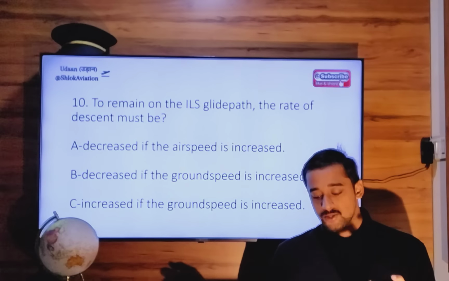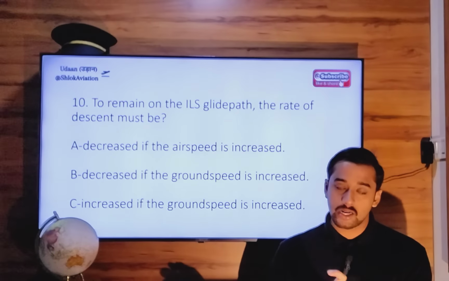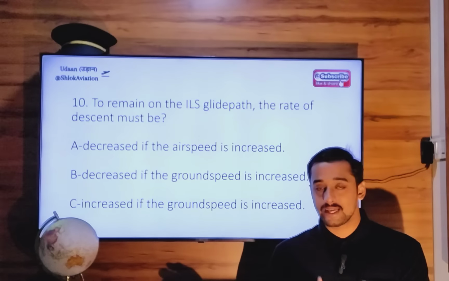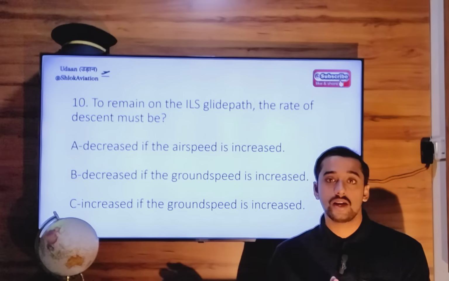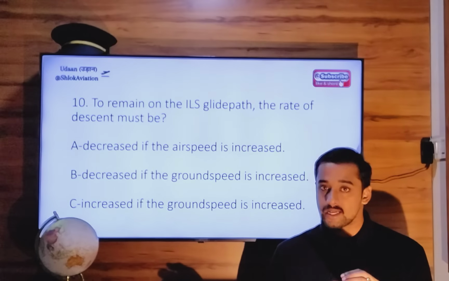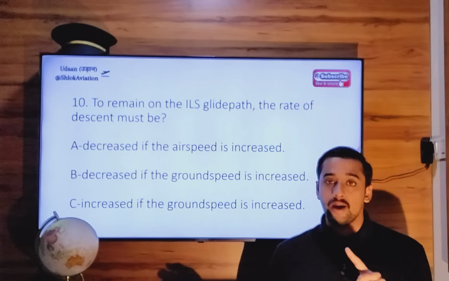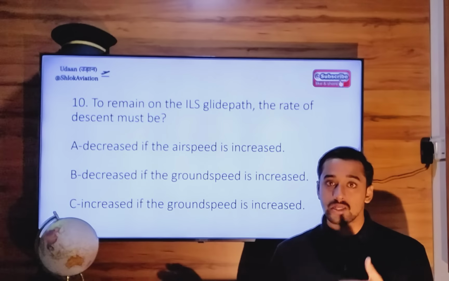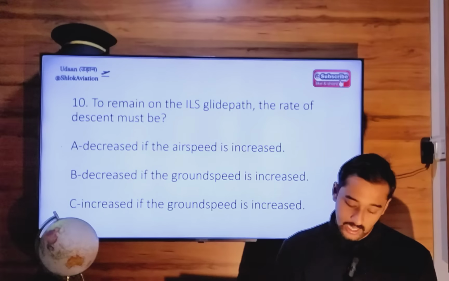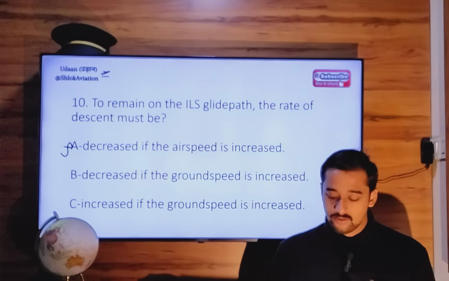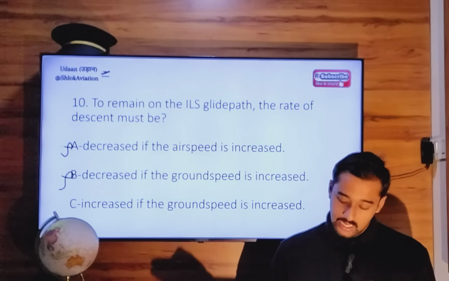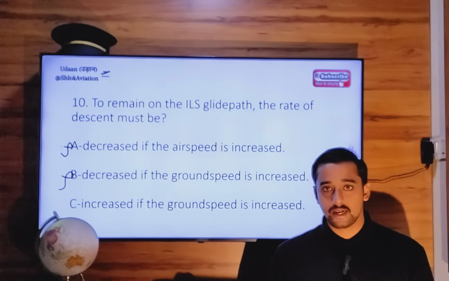Okay, so when airspeed increases, maybe in a tailwind condition, your ground speed will increase, and as a result, the rate of descent of your aircraft will decrease. To correct that situation, the pilot must increase his rate of descent, not decrease. So option A is wrong. Decrease if the ground speed is increased, wrong. Increase if the ground speed is increased, yes.